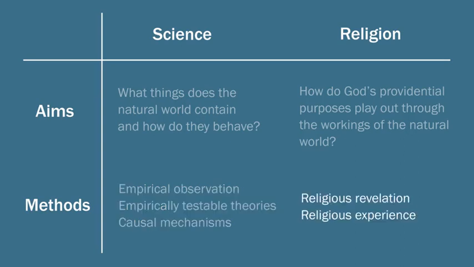But religion, on the other hand, uses religious revelation and maybe religious experience to discover the purpose and the meaning of the happenings in the natural world. This second version, according to which science and religion are non-conflicting in principle, has been defended probably most famously by the now late Harvard evolutionary theorist Stephen Jay Gould.